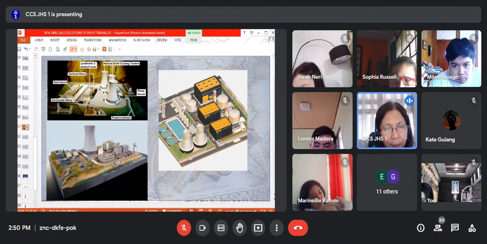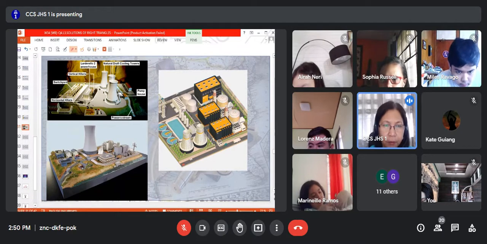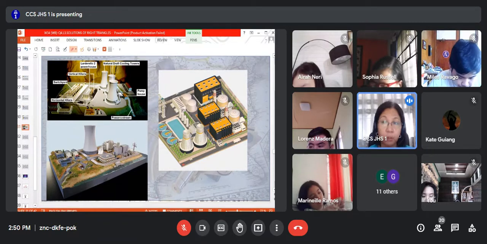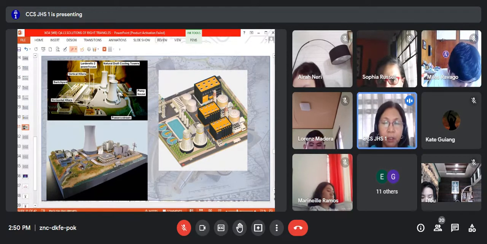So for the math part, after you make your diorama, you are going to take a picture of that diorama because you are just going to create a word problem. Your only task here is to create a word problem based on your diorama. So you're going to take a picture, front view.